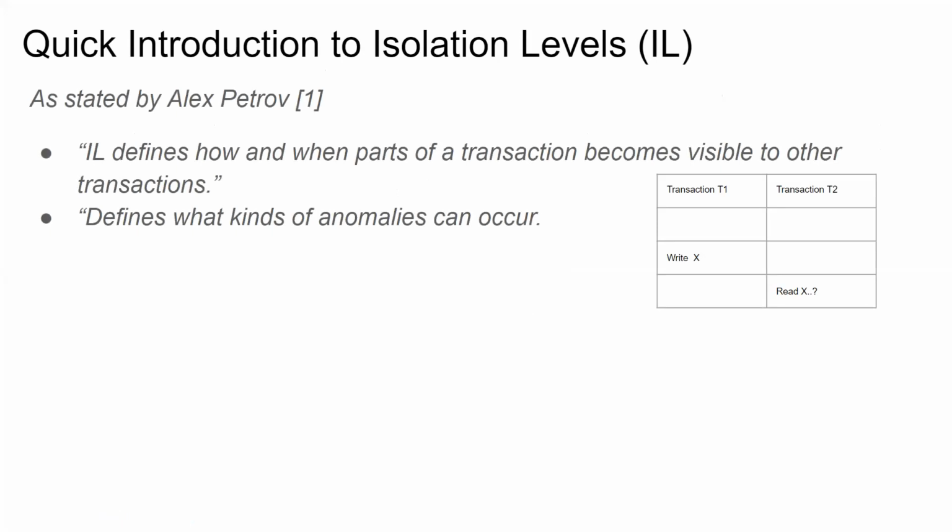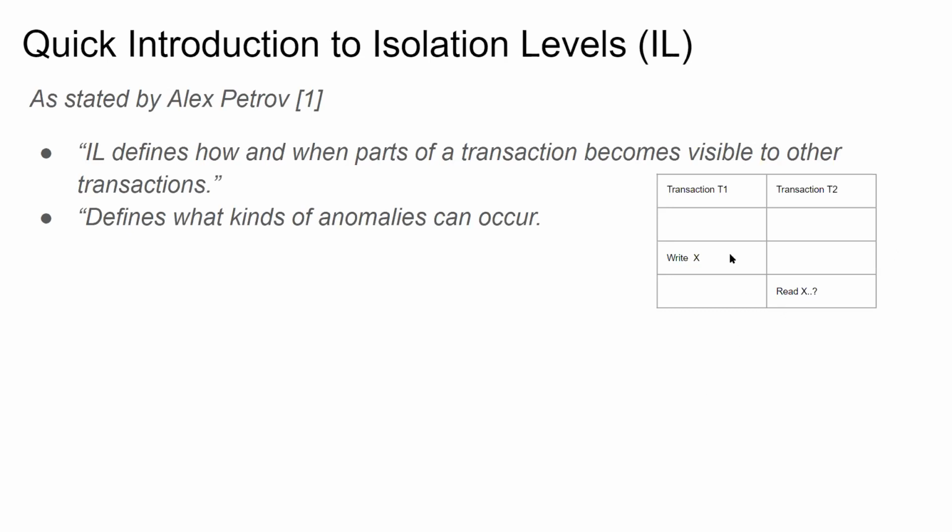Just as an introduction, what isolation levels offer us is that in databases, when you have concurrent transactions, and when I say transaction, I mean a group of read and write statements, it's not just a single statement. When you have two or more transactions occurring at the same time or interleaved, the isolation level defines when the operations within a transaction become visible to other transactions.